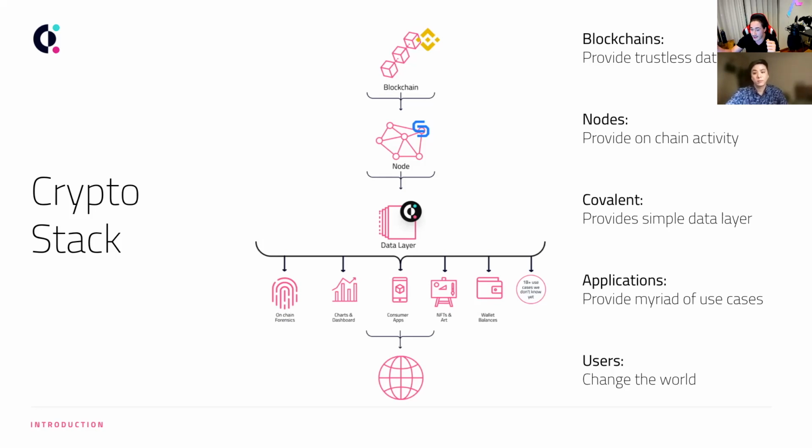In the third layer, we have the data layer. So this is where Covalent comes in the picture. We organize and provide data in a structured way where you can access it to build applications and provide utility to your users in numerous ways. So let's start with the first layer.